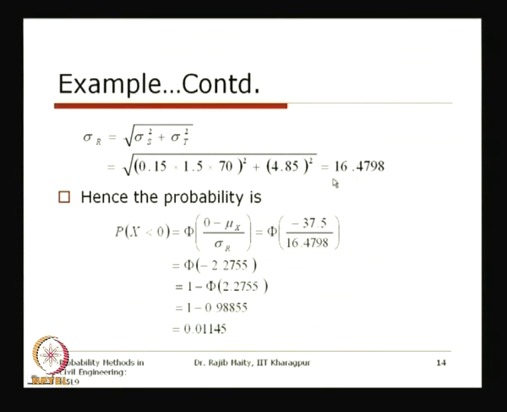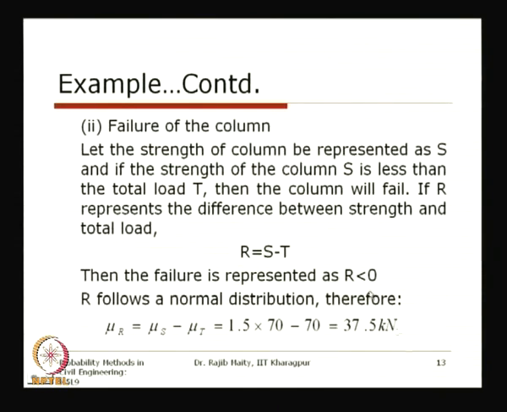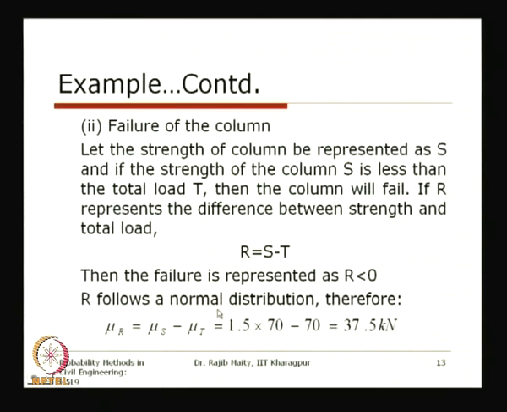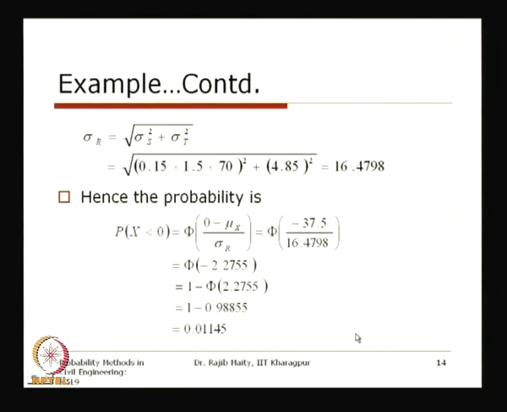If we take this, the standard deviation comes as 16.4798 kilonewton. So R, the difference of the strength and the total load, is also a normal distribution having mean 37.5 kilonewton and standard deviation 16.4798 kilonewton.